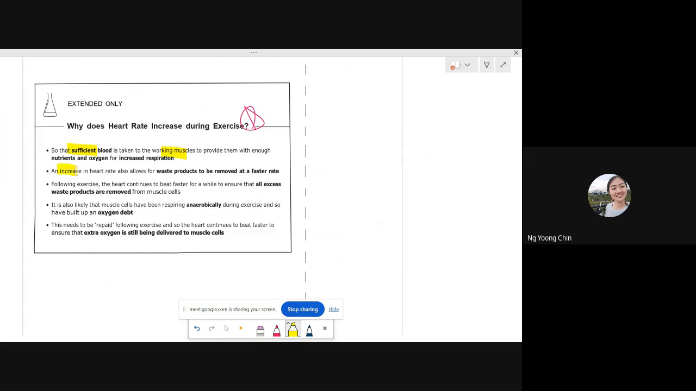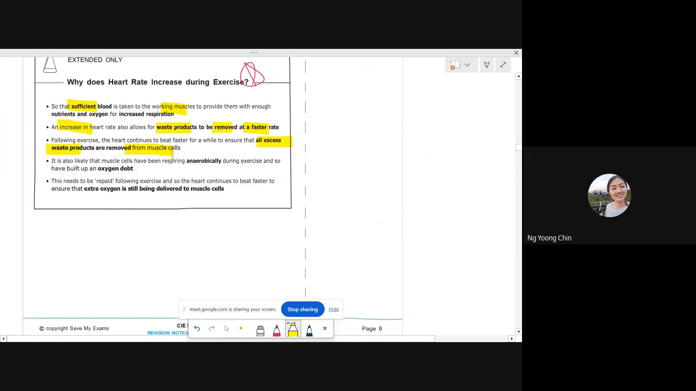So when you are increasing the heart rate, you also allow the waste products to be removed at a faster rate. Okay, even after you stop the exercise, I think you experienced this before, right? You just stop the exercise, but your heart rate still continues to beat fast. The reason is that your heart is still continuing to pump, trying to remove all the excess waste product from the cells, the majority of which is carbon dioxide. So they will do the acceleration.